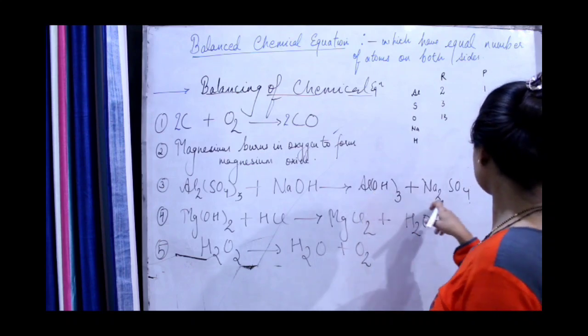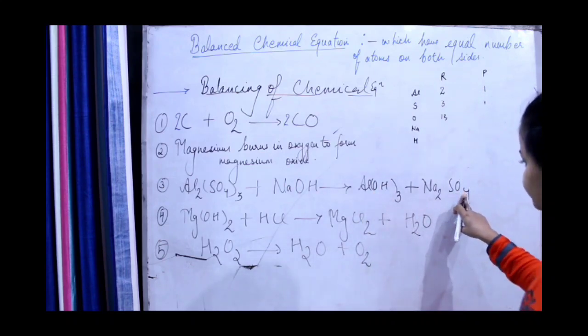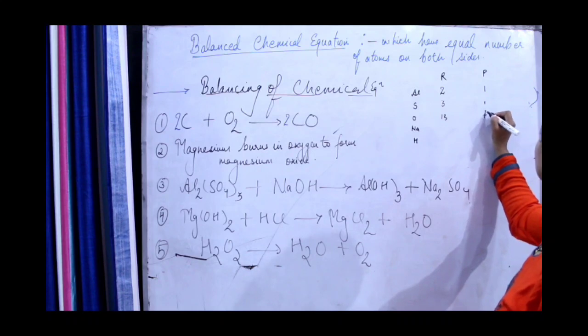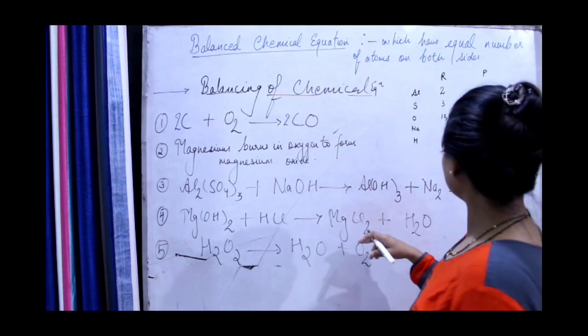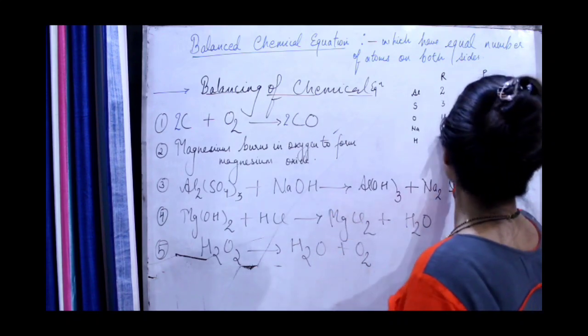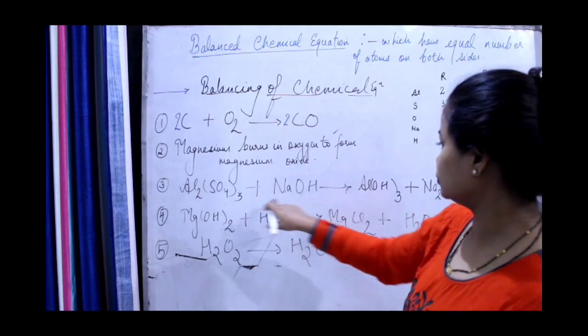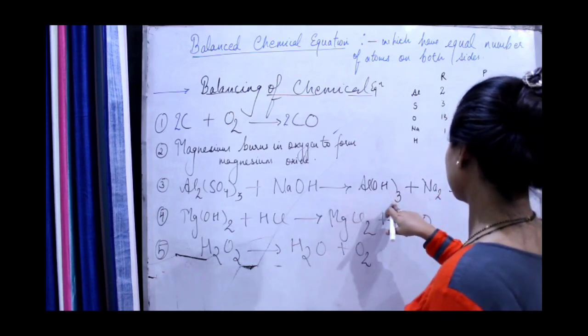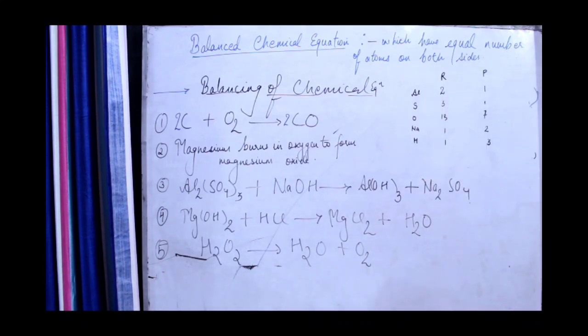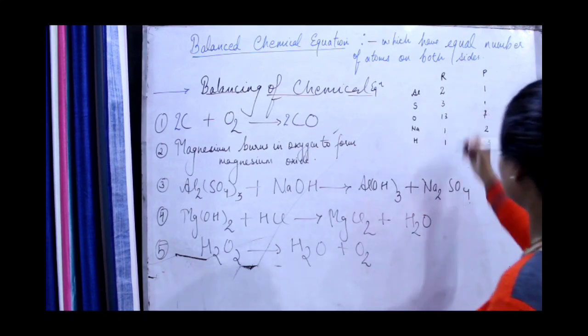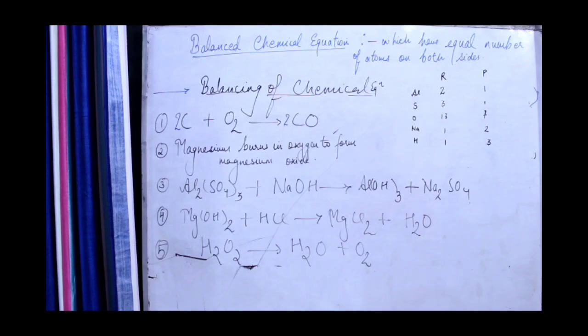Here 3 plus 4, 7. This bracket is there, that's why. Then sodium 1, 2. Hydrogen counted 1, 3, 4, 5, 6, 7. So you can see everything is not balanced. We have to balance it.